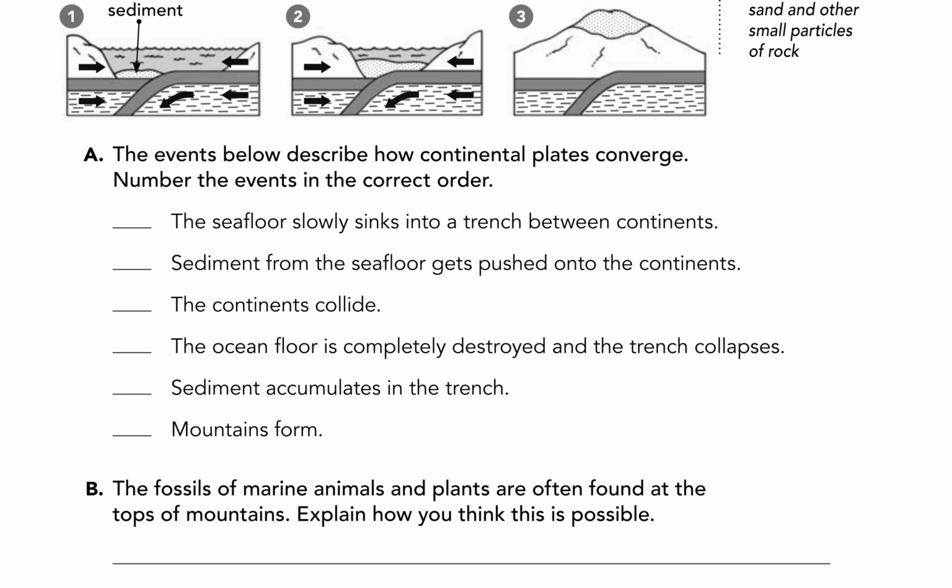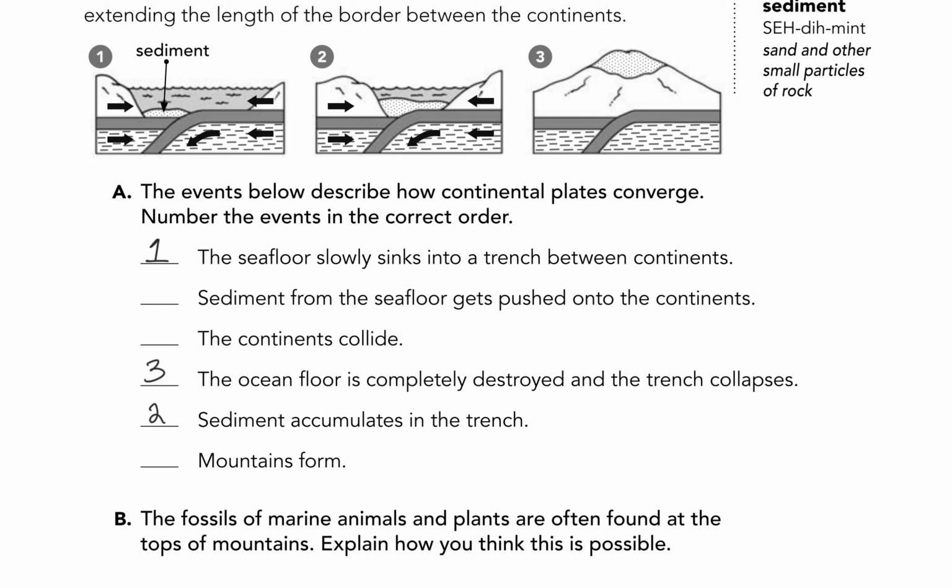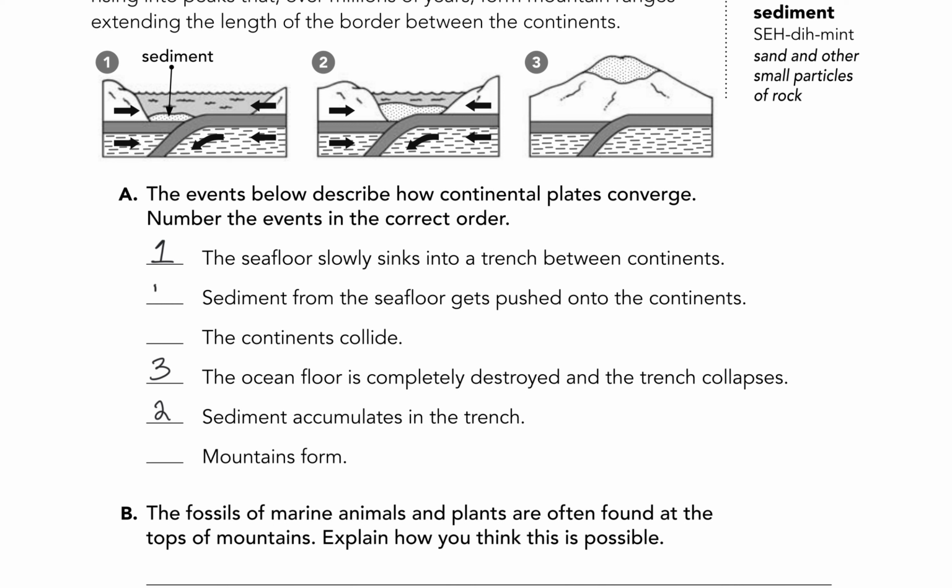All right, let's put this in order. The first thing that happens really is the seafloor slowly sinks into a trench between continents. That's first. Second, sediment accumulates in the trench. Third, the ocean floor is completely destroyed and the trench collapses. Fourth, sediment from the seafloor gets pushed onto the continents. Fifth, the continents collide. And then finally, mountains form.